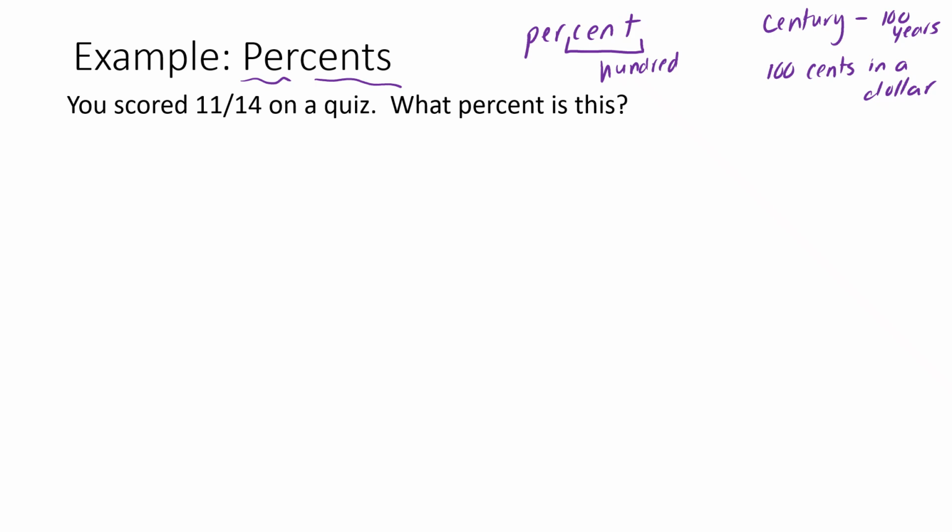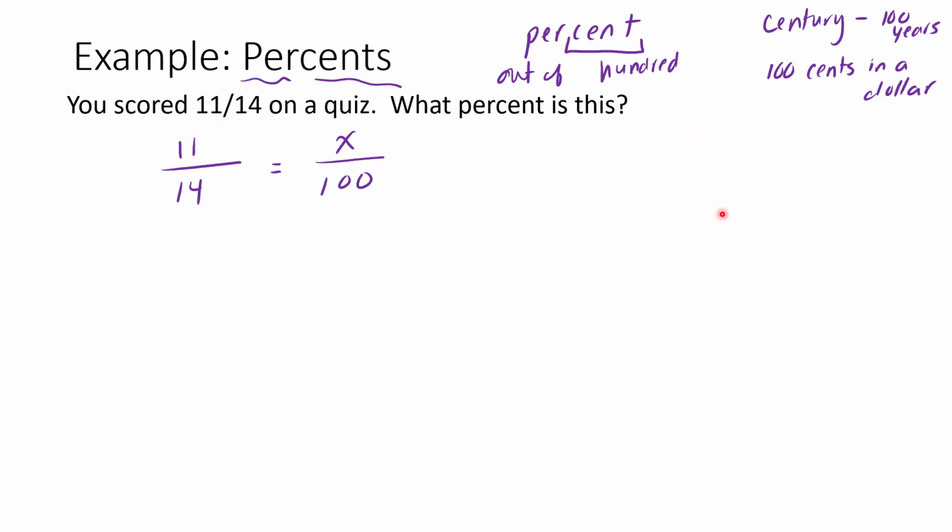And so literally the word percent means per or out of 100. So how many out of 100? And we like percents because it gives us this common denominator of 100 that is easy for us to quantify. So you scored 11 out of 14 on a quiz. What percent is this? You scored 11 out of 14 and you want to know what is that out of 100.